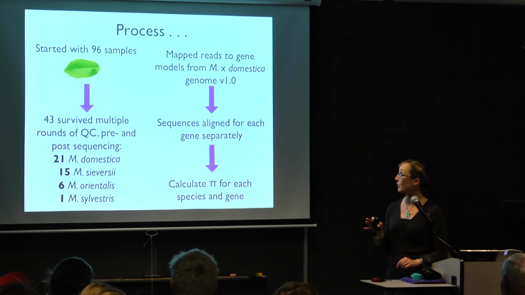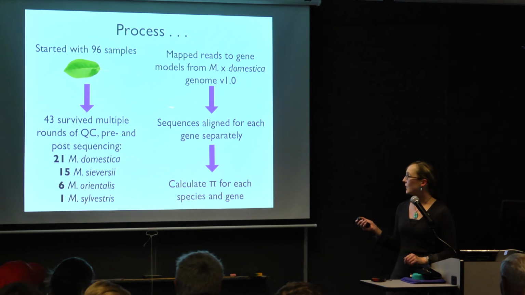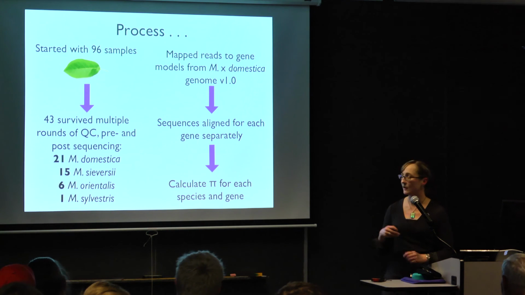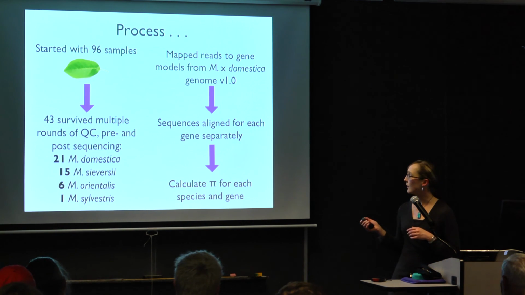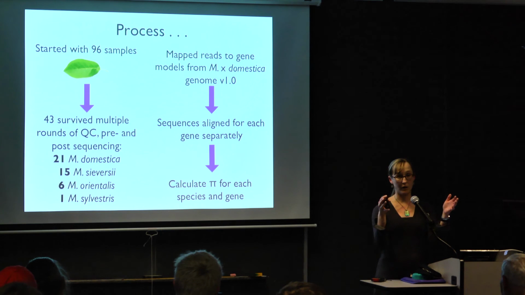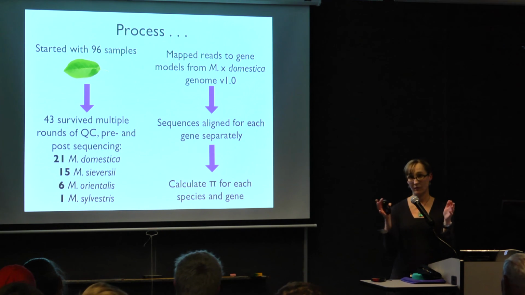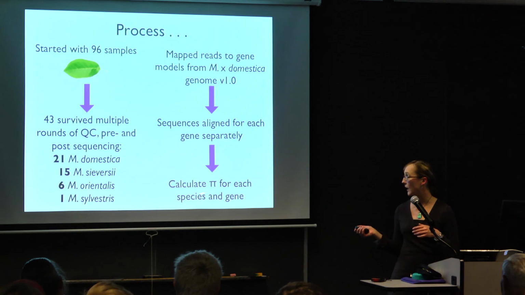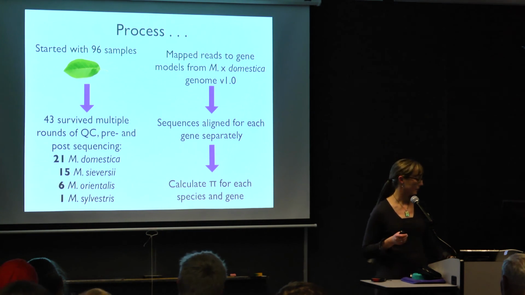We're now on version 3. There was a lot of activity between when I started the project and when I got the data. But I just aligned those reads separately for each of those gene models that I downloaded from that first version of the genome. And then this is a very gene-based approach. I wanted to just align all the species for each gene, take those alignments, and then calculate pi for each species and each gene, and then each gene class.